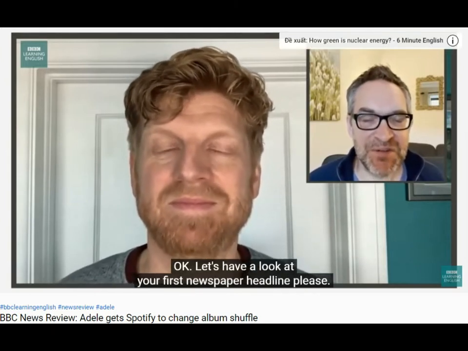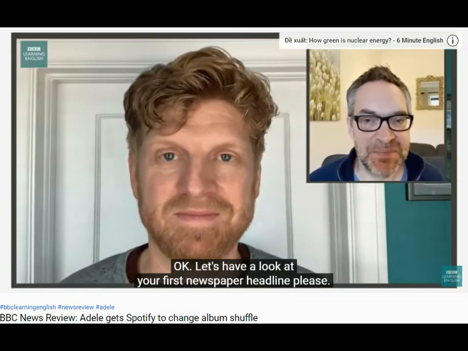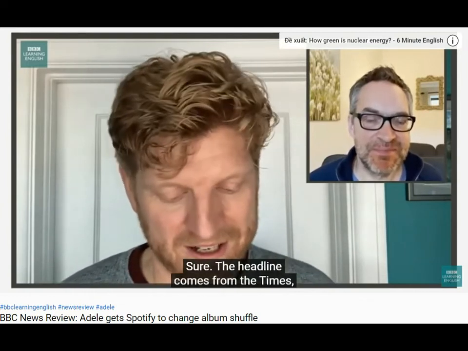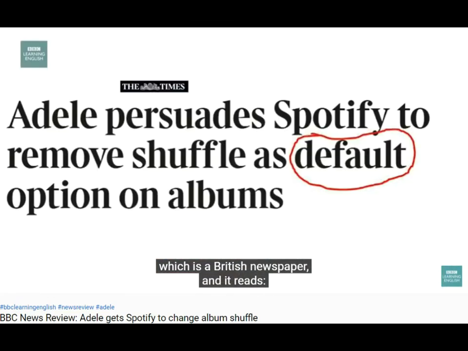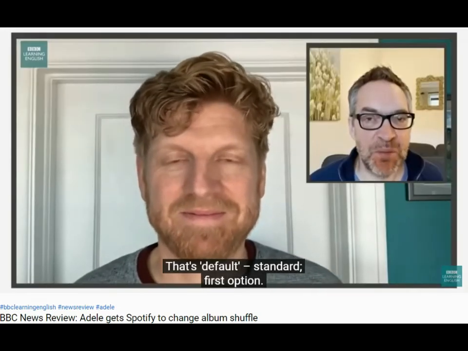Okay, let's have a look at your first newspaper headline, please. Sure. The headline comes from The Times, which is a British newspaper, and it reads, Adele persuades Spotify to remove shuffle as default option on albums. That's default, standard, first option.